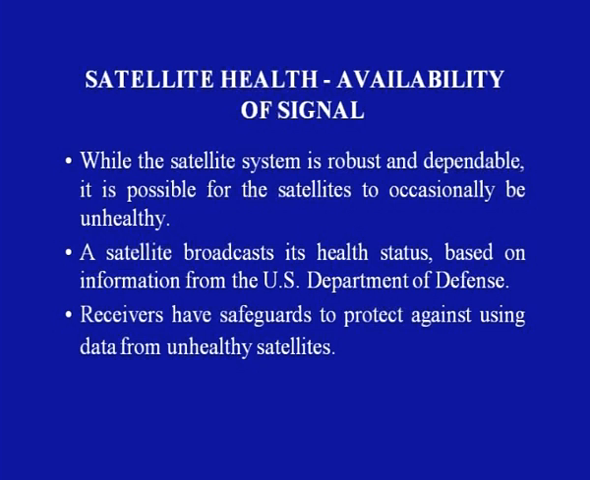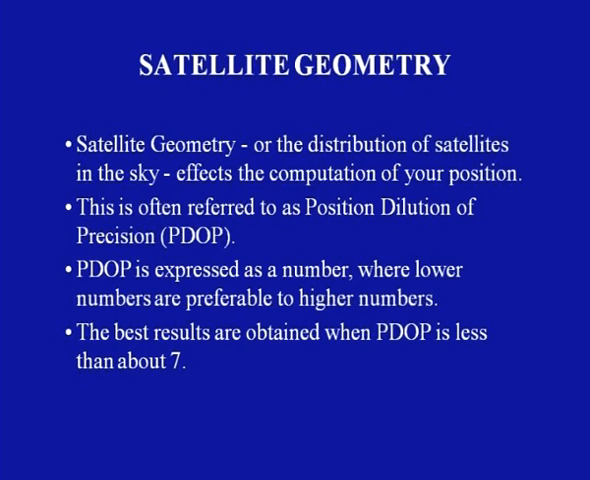Even when the satellite system is robust and dependable, it is possible for satellites to occasionally be unhealthy. A satellite broadcasts its health status based on the information from the US Department of Defense. Receivers have safeguards to protect against using data from unhealthy satellites. Then there is satellite geometry. Satellite geometry, or the distribution of satellites in the sky, affects the computation of your position. This is often referred to as position dilution of precision, or in short PDOP.